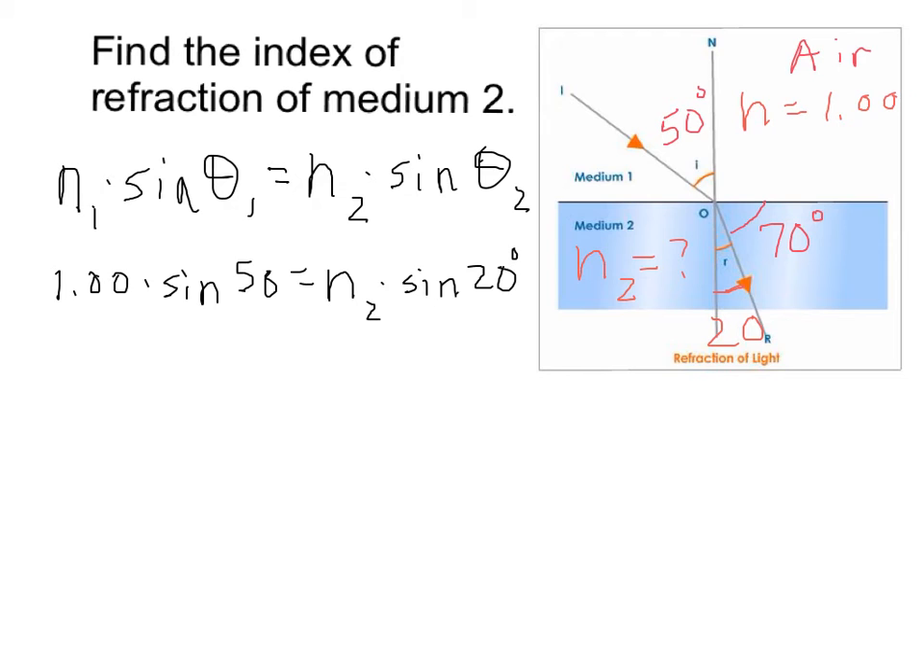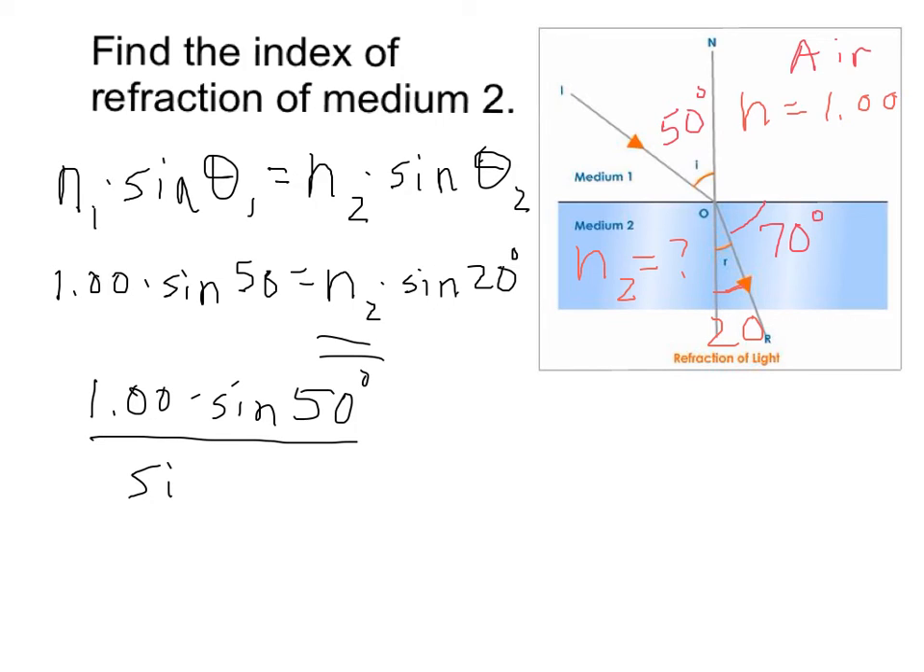Alright, then we're going to do a little algebra. Keep in mind we're looking for n2 there. So all I have to do is divide both sides by the sine of 20. So I'll get 1.00 times the sine of 50 divided by the sine of 20. And that will equal n2. So now it's time for your calculator.